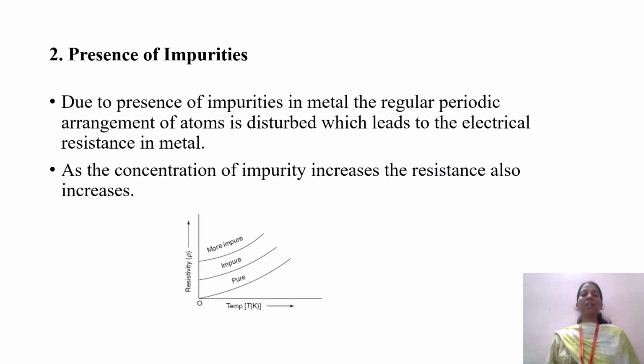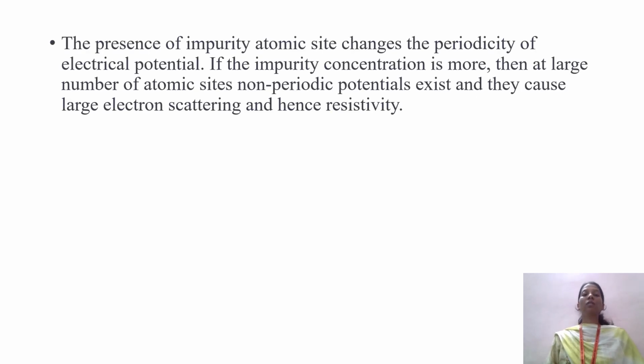So next, presence of impurities. When impurities are present in a metal, the periodic arrangement, the normal arrangement of the atoms, gets disturbed, and it leads to electrical resistance. When the concentration of impurity increases, the resistance also increases. Here we can see the graph: resistivity versus temperature. Pure increases, impure also increases, and with more impurity the resistance increases further.